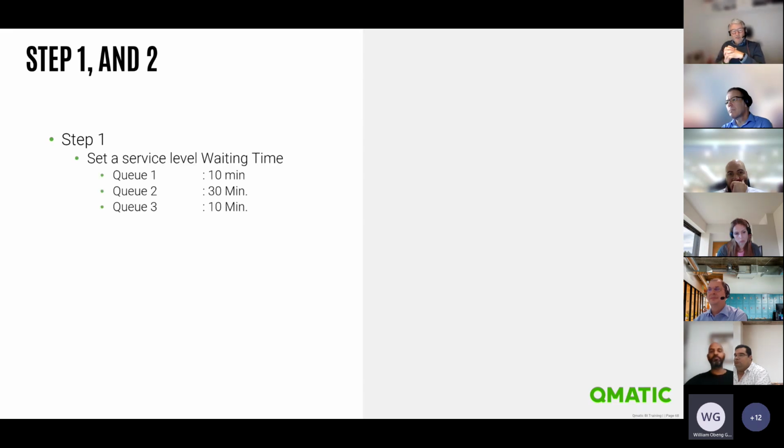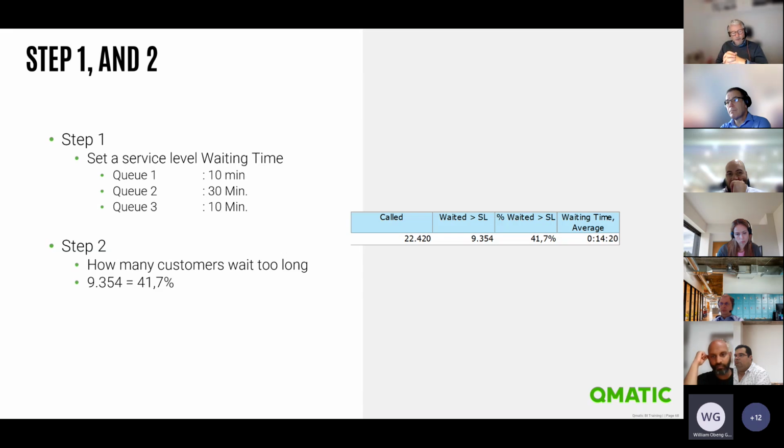So step 1 is, I want to set a service level. And I'm using some real statistics. I did this once for a pilot system, and it's a quite straightforward, simple system. So I think it's also good to use this. So there were actually 3 queues, and they set service levels 10, 30, and 10 minutes for those 3 different queues. So step 2 is how many customers are waiting too long? And in this case, that was 41.7%. So 41.7% of my customers, and they served or called 22,000 something customers. And out of those, a lot of them waited too long, which is like 9,000 something. So it's actually not a real good score, is it?